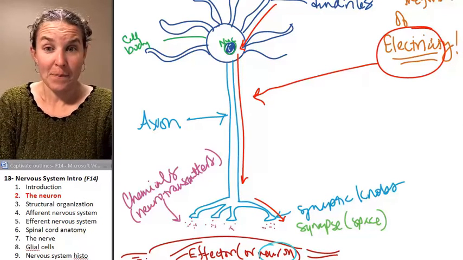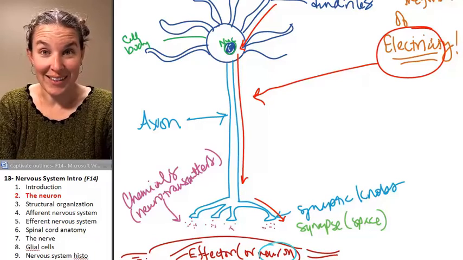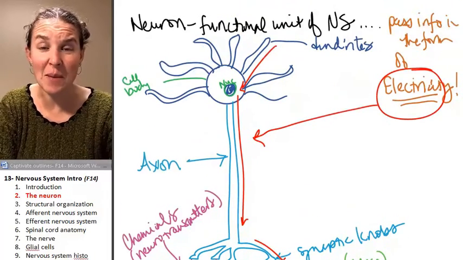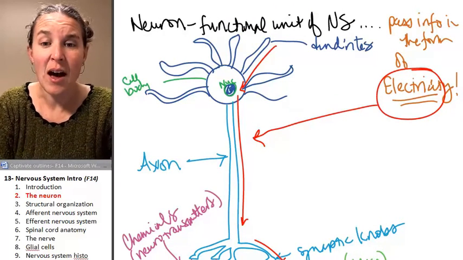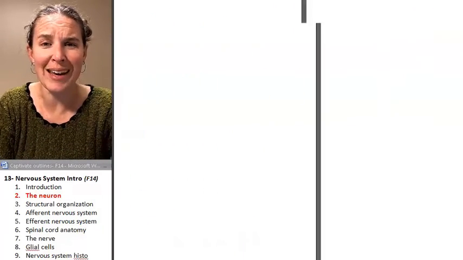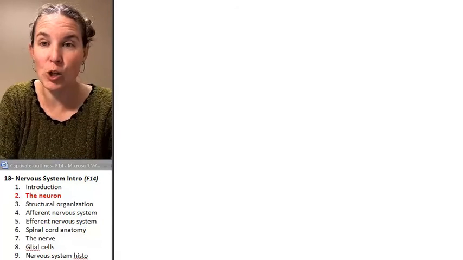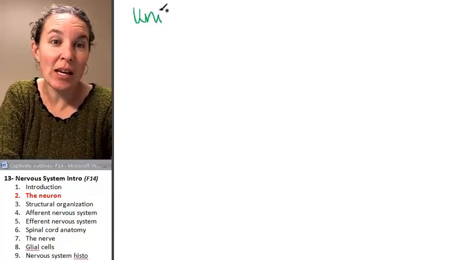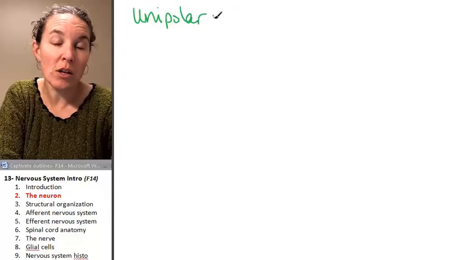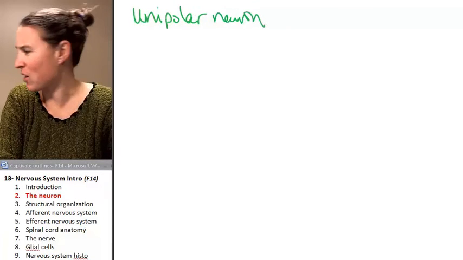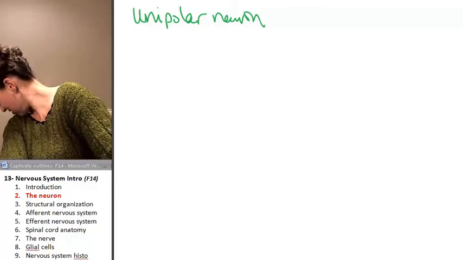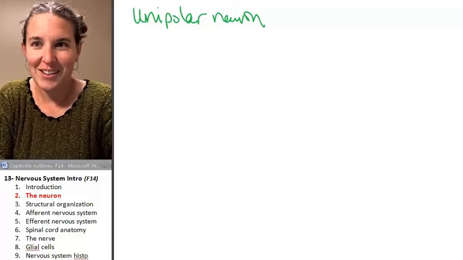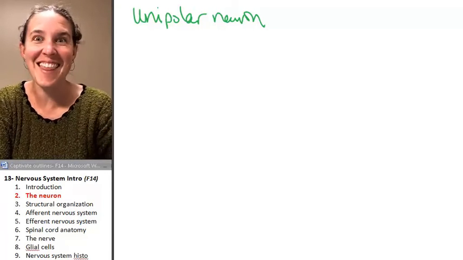Okay, do all neurons look like this? No, of course not. And in fact, I'm going to draw you one more neuron. I'm going to draw you a neuron called a unipolar neuron. I kind of want to check really fast. Yes, it is a unipolar neuron. Say that like 30 times fast.